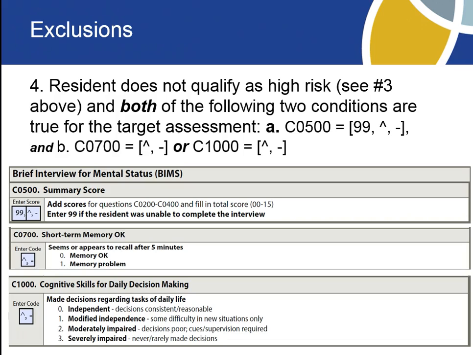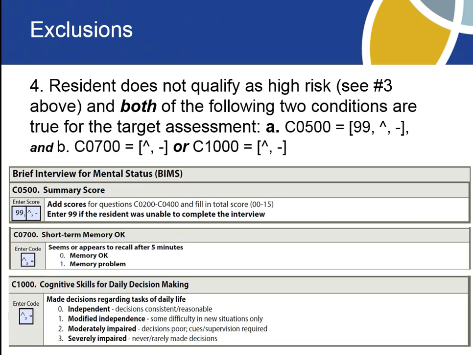The fourth exclusion for this quality measure is that the resident does not qualify as high risk, and both of the following 2 conditions are true for the target assessment. First of all, C0500, the summary score for the brief interview for mental status, would be coded as 99, which means the resident is unable to complete the interview. A caret, which would indicate the item was skipped, or a dash, which would indicate the item was not assessed.